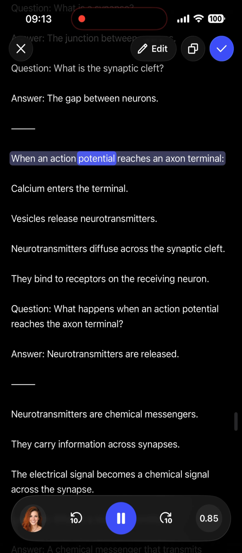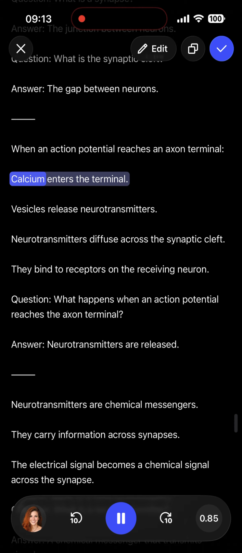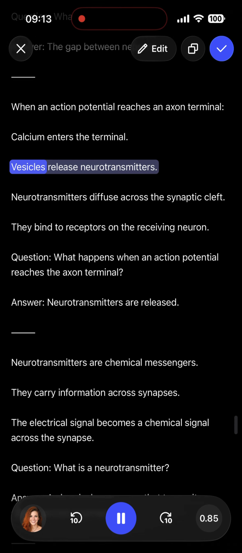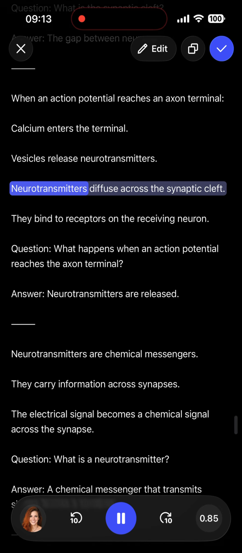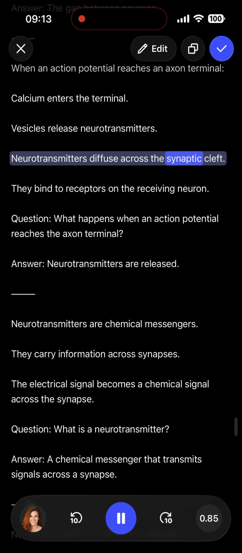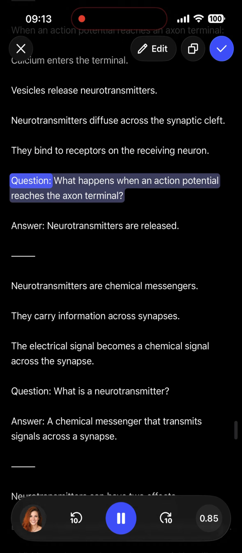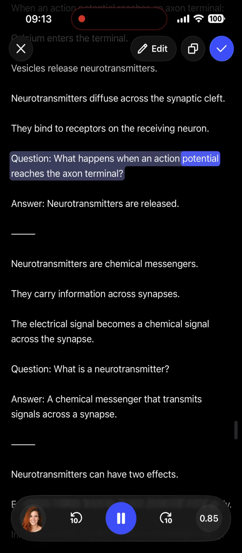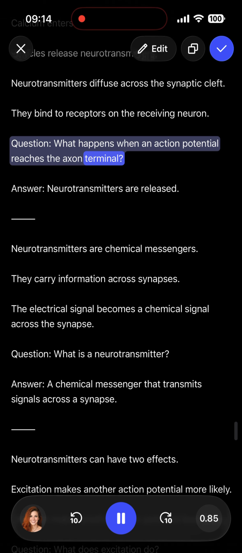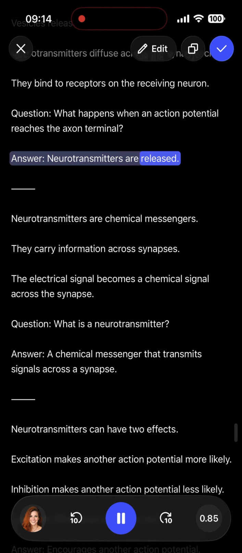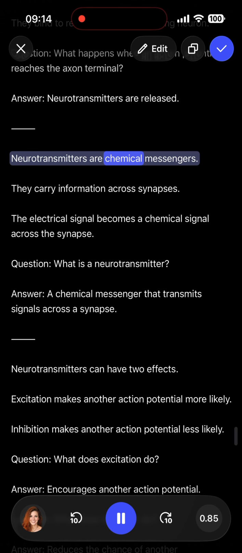When an action potential reaches an axon terminal, calcium enters the terminal. Vesicles release neurotransmitters. Neurotransmitters diffuse across the synaptic cleft. They bind to receptors on the receiving neuron. Question, what happens when an action potential reaches the axon terminal? Answer, neurotransmitters are released.